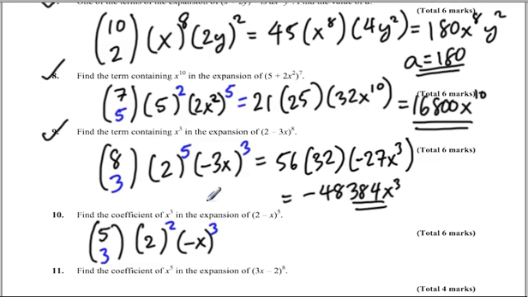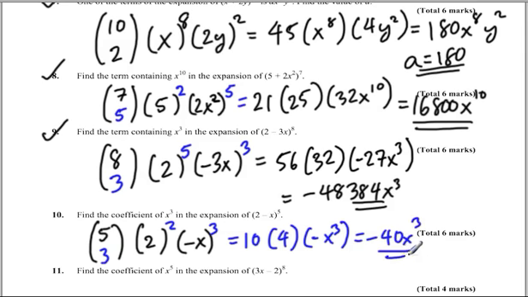So once again, let's just figure this out. 5 choose 3 is equal to 10. 2 squared is 4. And this is going to be negative x cubed, right? Which is equal to negative 40x cubed. Just making sure that's right. 4 times 10, yeah, okay, so that's negative 40x cubed, and that's the answer for that one.